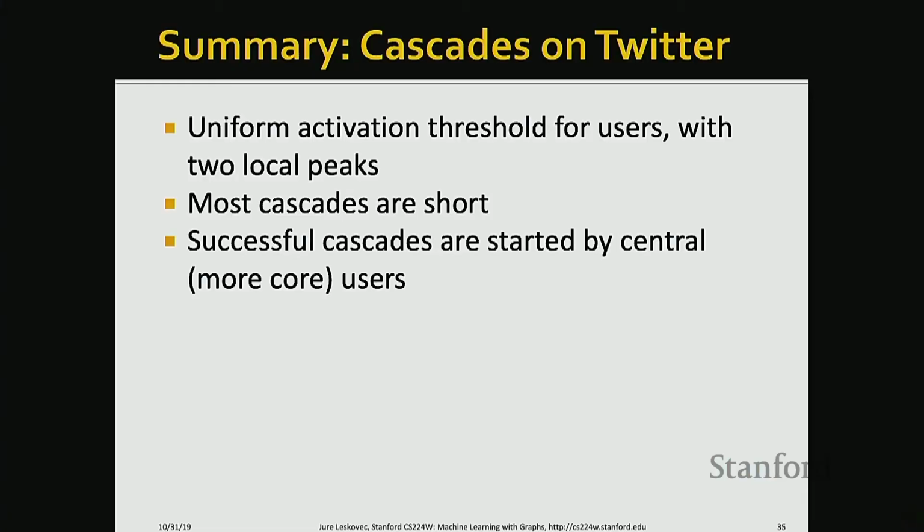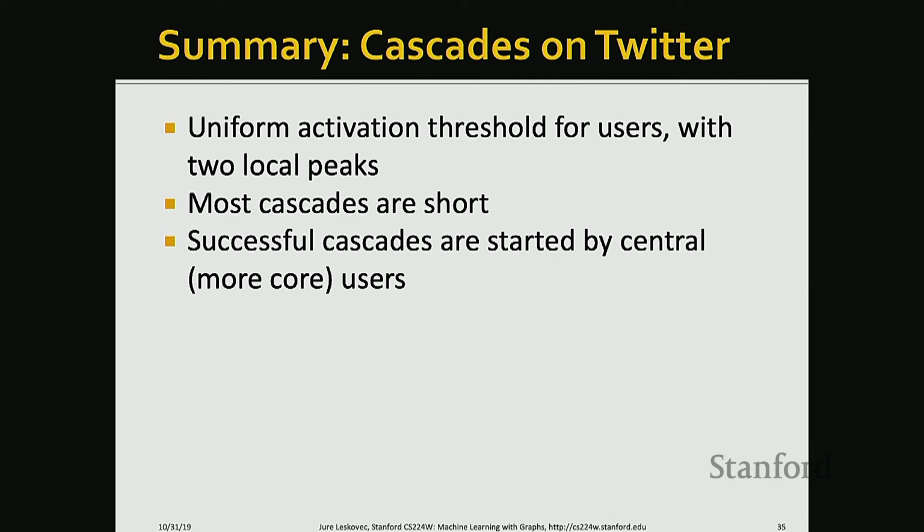So, what have we seen? We've seen cascades on Twitter, a real-world example. We've seen that the activation threshold in this case was almost uniform, and we just found a couple of local peaks, mostly matched with people that don't require almost any peer pressure, or people that require at least 50% of the neighbors to be active. We also saw that most of the cascades are short. This is very intuitive. A lot of them will just die very quickly. And the successful cascades are started by central, more core users in this case. But as we discussed, you can find a different centrality measure here, and there is a high chance that you will also find very similar correlation levels.